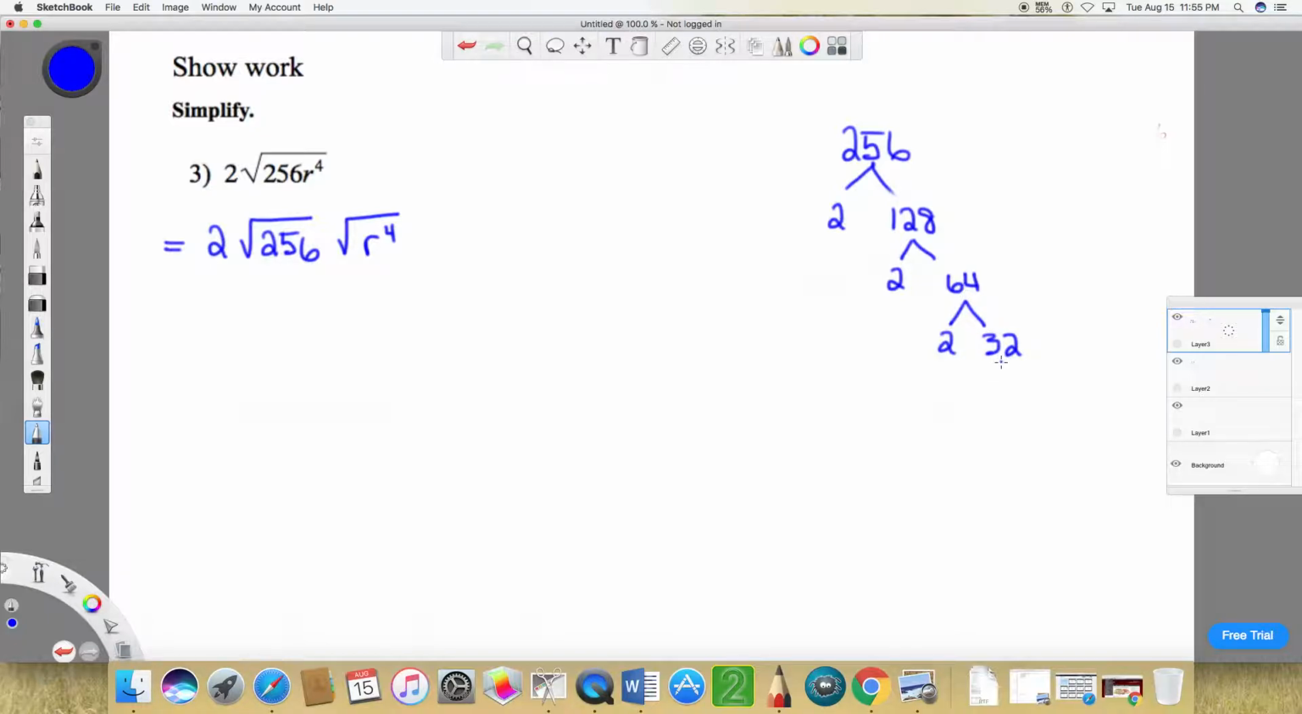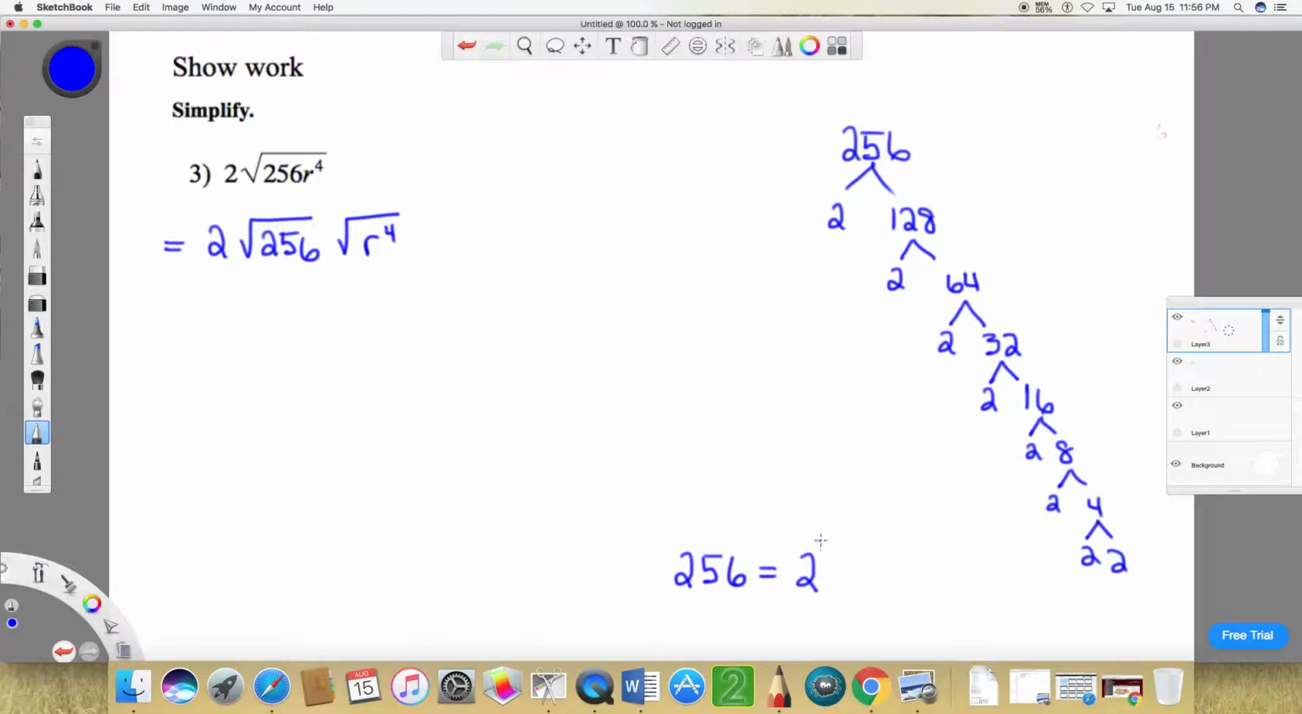Now, 32 is 16 times 2, but maybe you didn't see that. Well, here we do want to put 2. And now 16, hopefully you can see that that's 4 times 4. But if you didn't, here's 2 times 8. Here's 2 times 4. And here's 2 times 2. So this 256, how many factors of 2 do we have here? 1, 2, 3, 4, 5, 6, 7, 8.